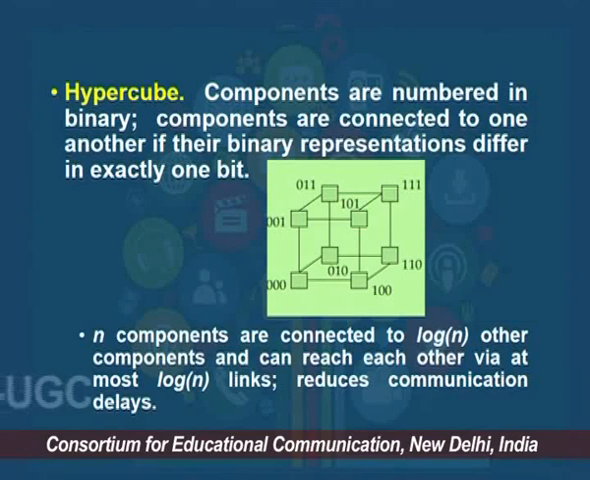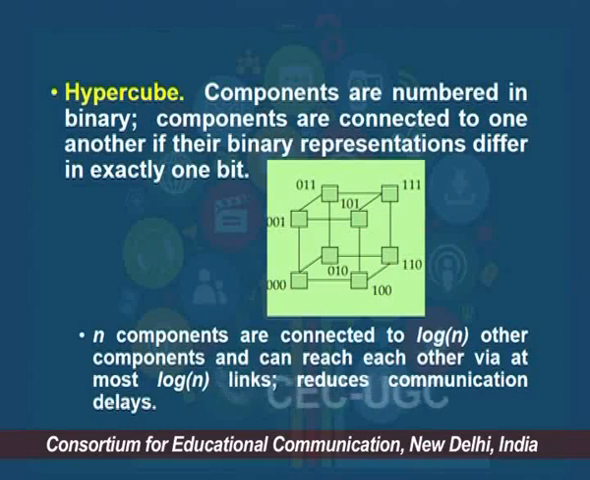is actually the system architecture named hypercube. If you see, the hypercube is shown here in the figure, and the components are numbered in binary. So we have 000, then we have 001, then we have 011, we have also 010 on the left wall of this particular cube, and there are others. Each and every component is numbered in binary, and these components are connected to one another if their binary representations differ in exactly 1 bit.